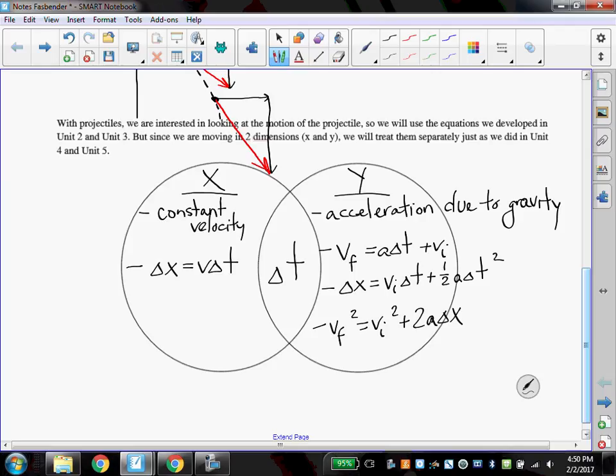The time that you move forward when you fly through the air is the same as the time that you move up and down as you fly through the air. So the time that you fly through the air is the thing that can link what is happening to us in the x direction and what is happening to us in the y direction. And that is the only link between these two dimensions.